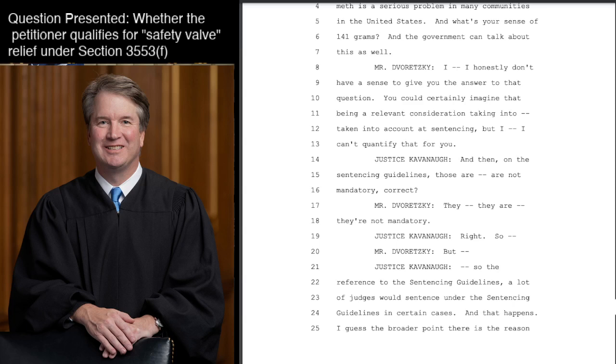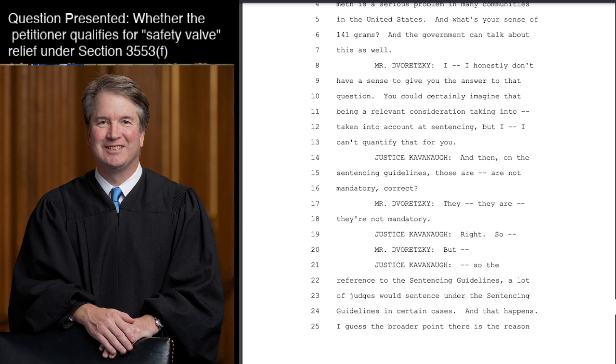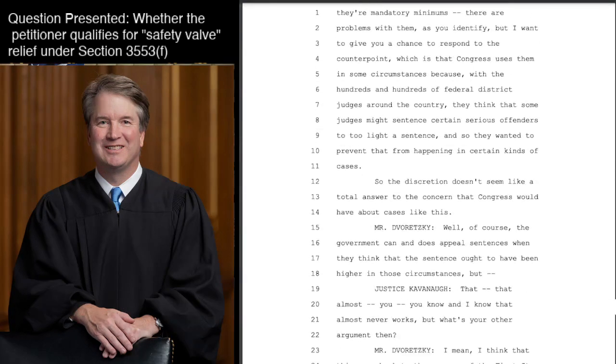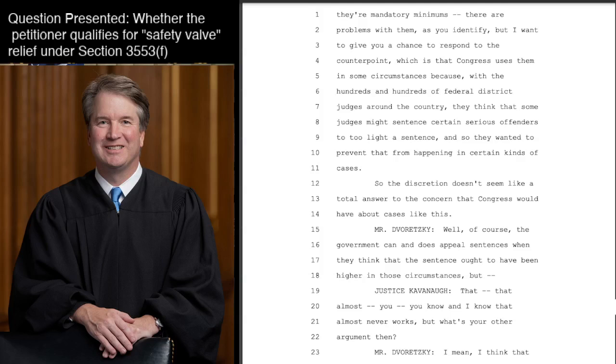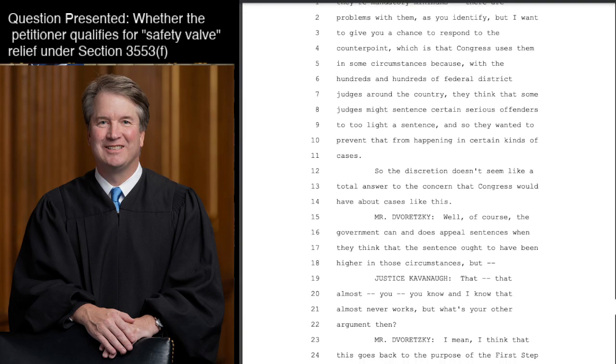They're not mandatory. Right. So the reference to the sentencing guidelines, a lot of judges would sentence under the sentencing guidelines in certain cases, and that happens. I guess the broader point there is the reason they're mandatory minimums, there are problems with them, as you identify, but I want to give you a chance to respond to the counterpoint, which is that Congress uses them in some circumstances because with the hundreds and hundreds of federal district judges around the country, they think that some judges might sentence certain serious offenders to too light a sentence, and so they wanted to prevent that from happening in certain kinds of cases. So the discretion doesn't seem like a total answer to the concern that Congress would have about cases like this.